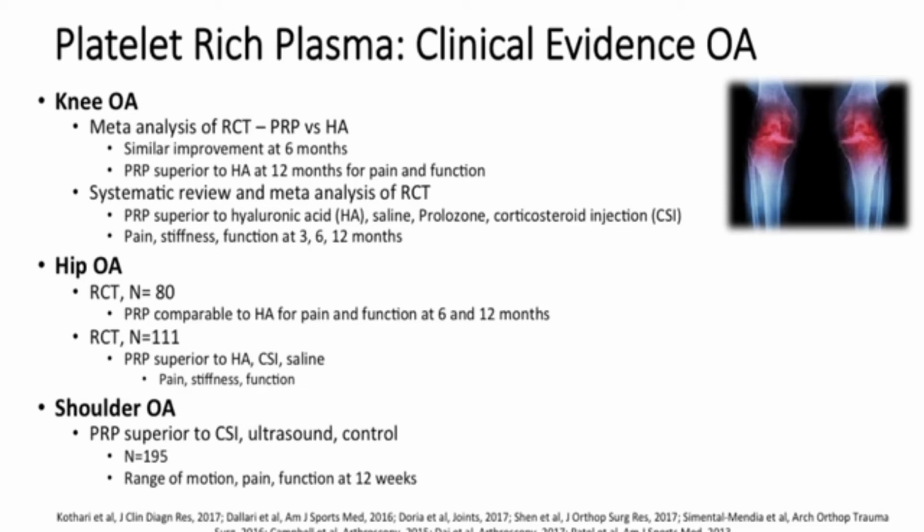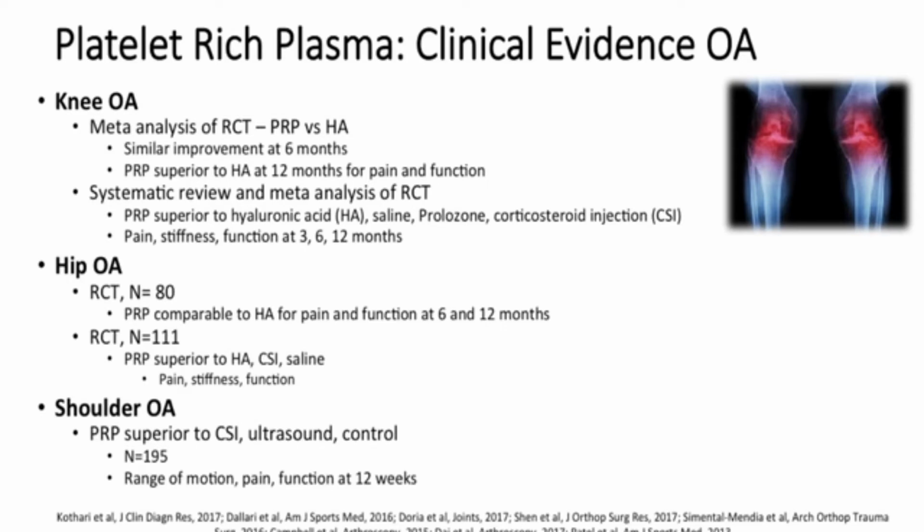and function. An additional systematic review and meta-analysis of randomized controlled trials found that PRP was superior to hyaluronic acid, saline, prolozone, and corticosteroid injection. This was based off of pain, stiffness, and function at 3, 6, and 12 months. Moving on to hip osteoarthritis. A randomized controlled trial showed that PRP was comparable to hyaluronic acid for pain and function at 6 and 12 months. Another study showed that PRP was superior to hyaluronic acid, corticosteroid injection, and saline.